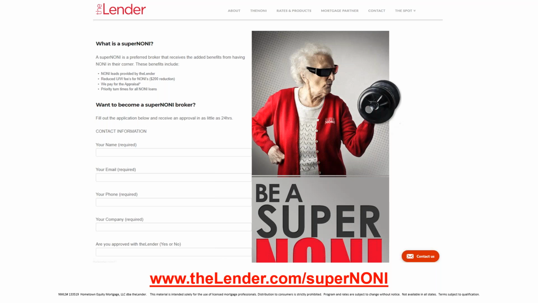Does that mean we're paying for the appraisal before the loan closes? No. We're going to reimburse it at funding, but that is for loan amounts of $500,000 and over. So please keep that in mind. It can't pay for the entire nation's appraisals, but definitely if your loan amount's over $500,000, we can do that. We will have priority turn times for all Noni loans. So it definitely is to your advantage to apply today, and we will get details to you on how quickly those leads get provided and who we picked to be a super Noni broker.